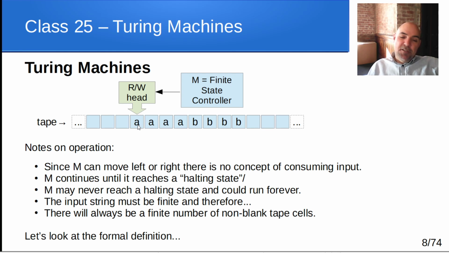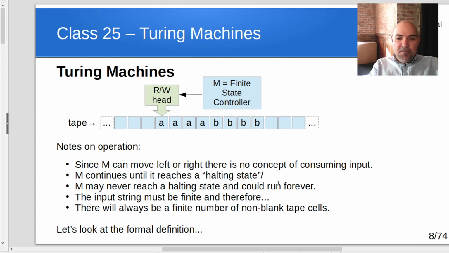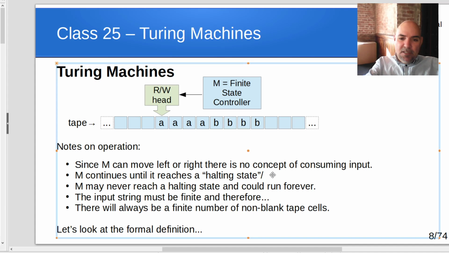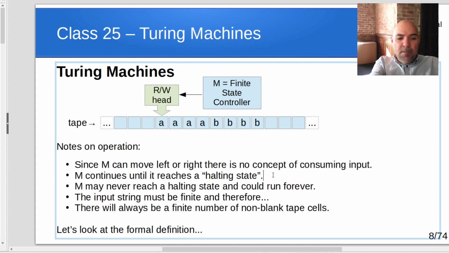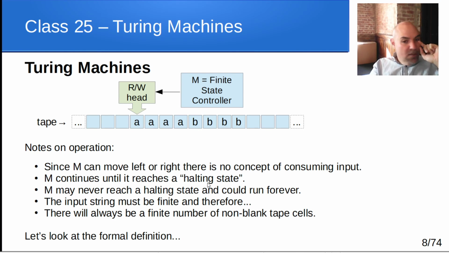So M is going to continue changing state, writing new symbols to the tape as it goes, moving to the left or right as it goes, and it's going to run until it reaches what's called a halting state. And a halting state is basically just a state where the machine stops. That halting state is important because once we reach it, the machine just shuts down. It does not continue ever out of a halting state. When it hits a halting state, the machine is done.